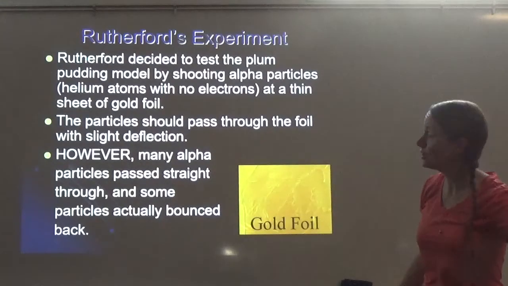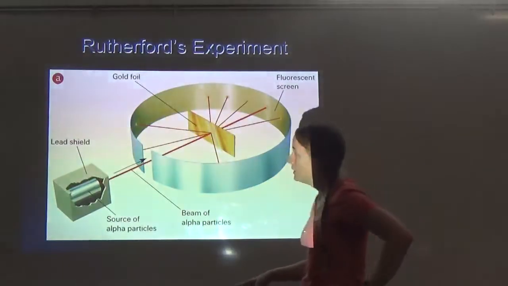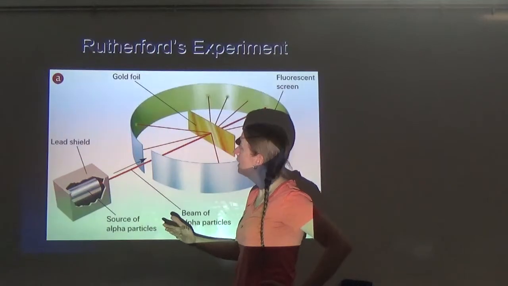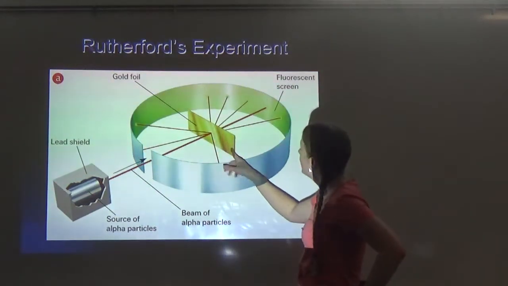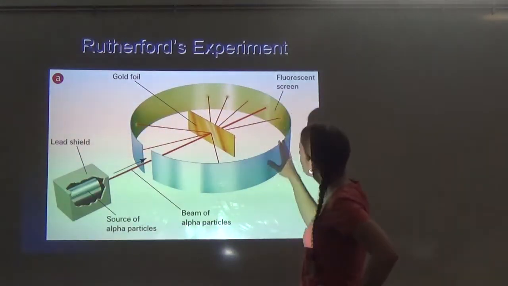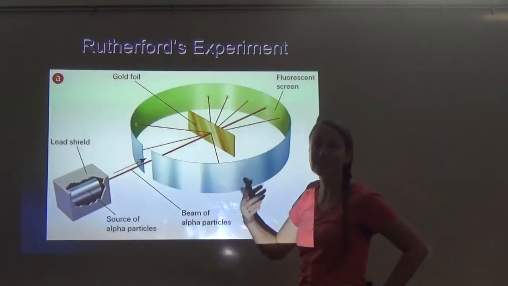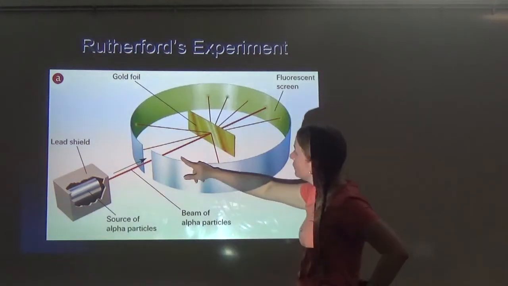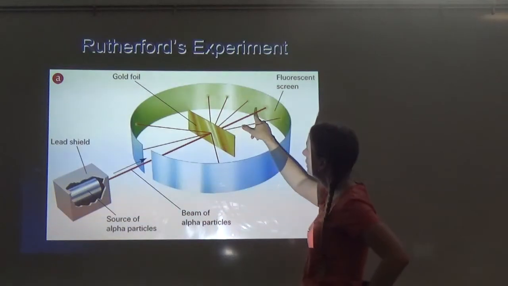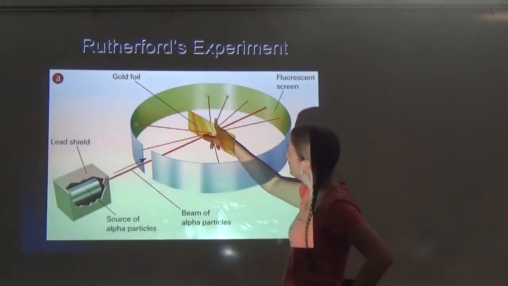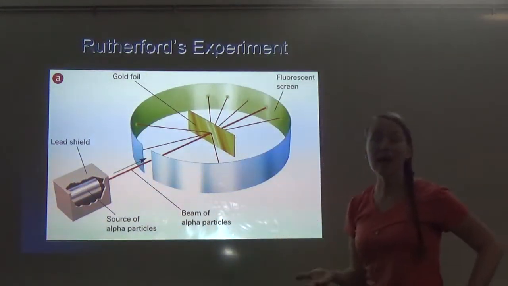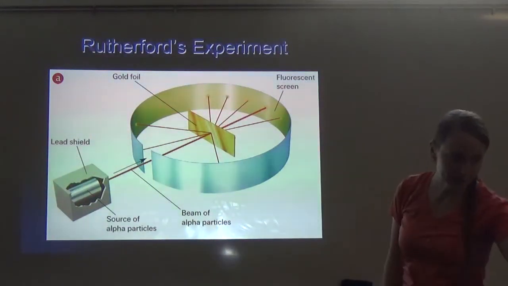So this is a picture of his setup. He has his source of alpha particles, which are released through radioactive decay. He has his gold foil, and then he has a fluorescent screen. When the particles hit the screen, it illuminates a little bit so you can see where the particles are hitting. So if you look, the straight line is the thickest, so most of them pass straight through. Some of them did bend a little bit, and then some of them literally bounced back. And so that was his actual result right there.